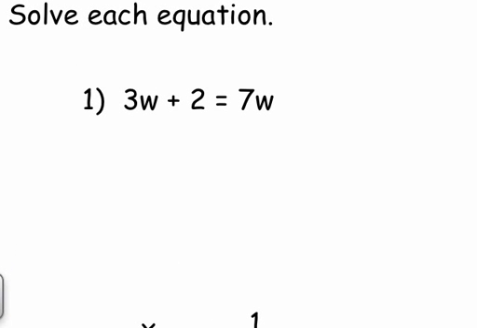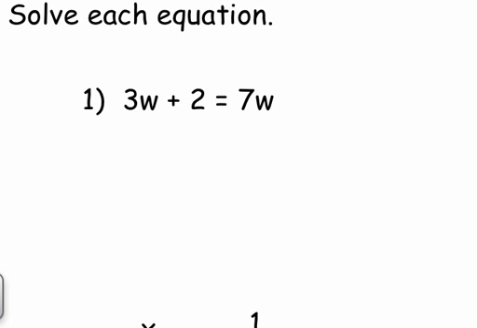So simplify each side. I look at the left side, already simplified, can't do anything. Look at the right side of the equal sign, already simplified, good to go. Now we want to get the variable to one side. Well, I can either move this 3w over here, or I can move the 7w over here. I like to keep my variable positive. So remember, if I'm going to move one over, I'm either adding or subtracting it, depending on if it's positive or negative. So I'm going to move my 3w to the right side, because I'm going to keep my w positive, and I'll show you how that works.